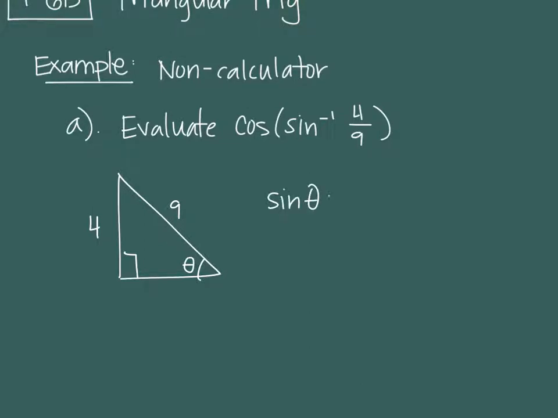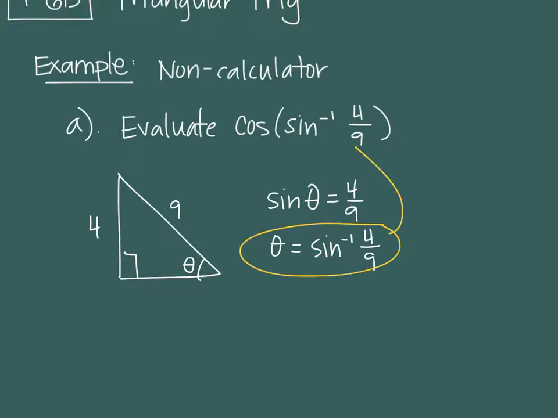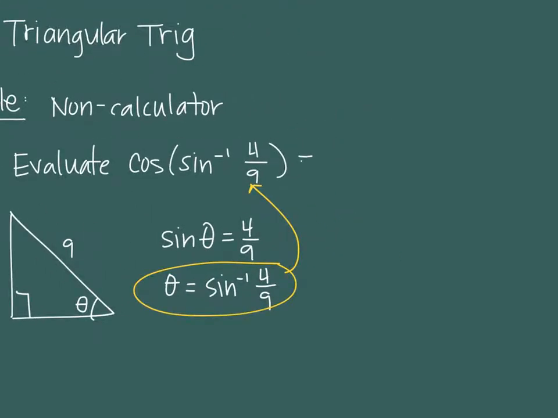According to this picture, sine of theta is 4/9, and so theta is the inverse sine of 4/9. Okay, that's basic trig. And so I can do a substitution. If theta is equal to the inverse sine of 4/9, then I can replace the inverse sine of 4/9 with the expression theta. And so this becomes cosine of theta.